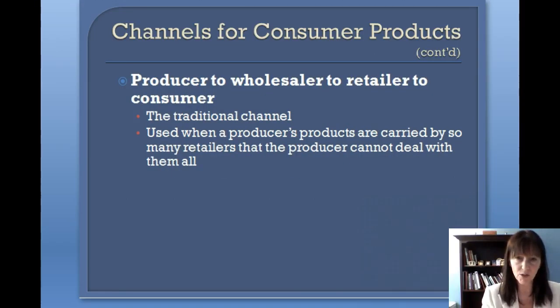In the next model, we're adding another element to the mix, so it's producer to wholesaler to retailer to consumer. And this is the traditional channel, and usually we use this type of scenario when the products being produced are carried by a boatload of retailers, so a producer can't manage the relationships with that many retailers. Instead, the producer manages a handful of relationships with wholesalers, and then the wholesalers deal with the multiple relationships with the retailers.